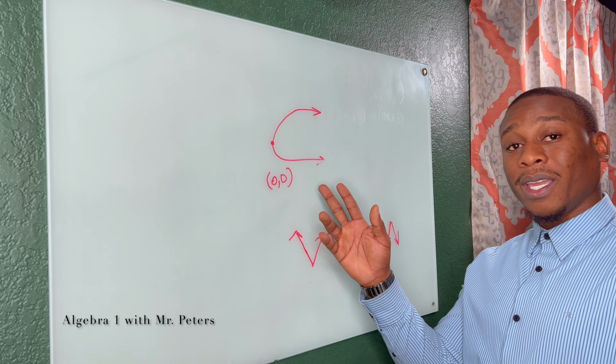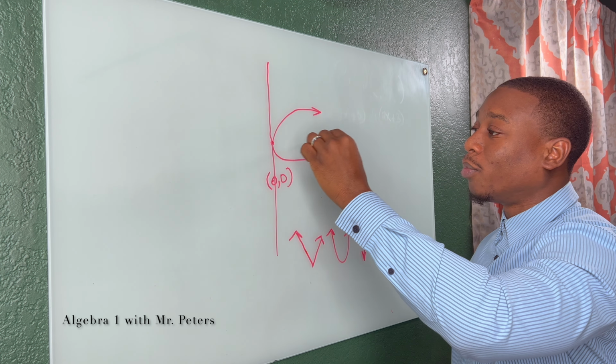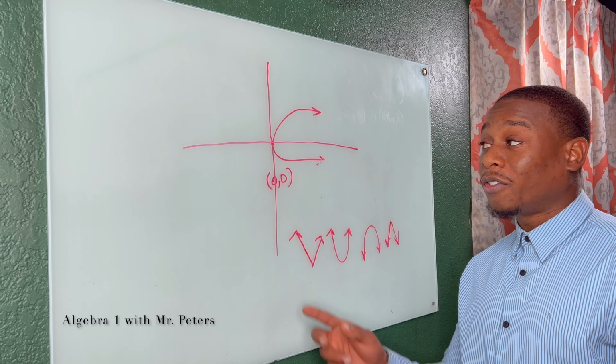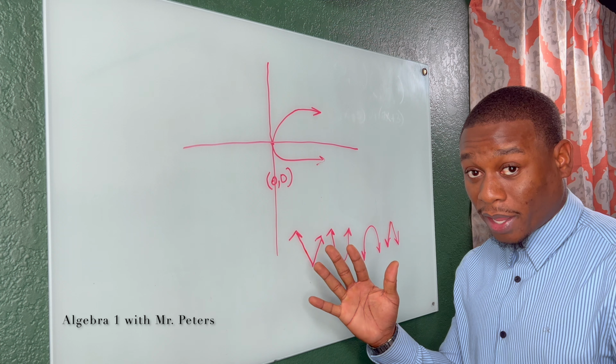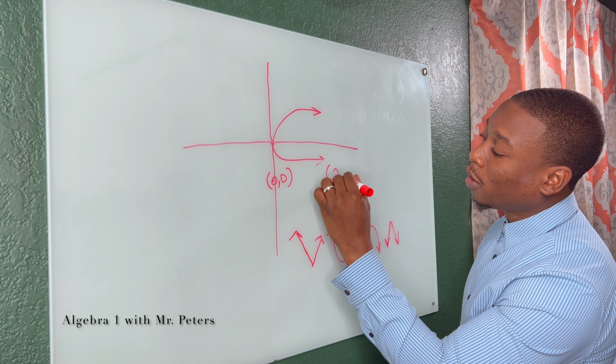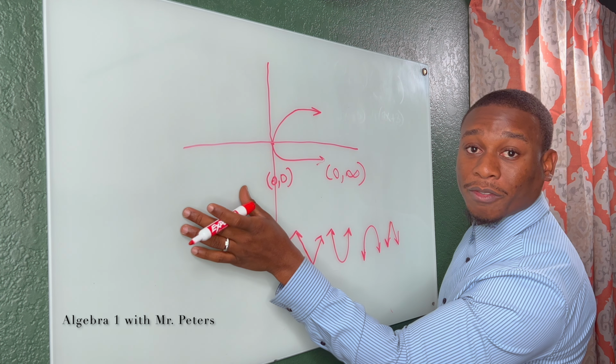But now let's say in this example, that was our graph. What is my domain? First off, this is not a function. We need to know that. The domain is just 0 to infinity, right? There's no graph on this left-hand side.